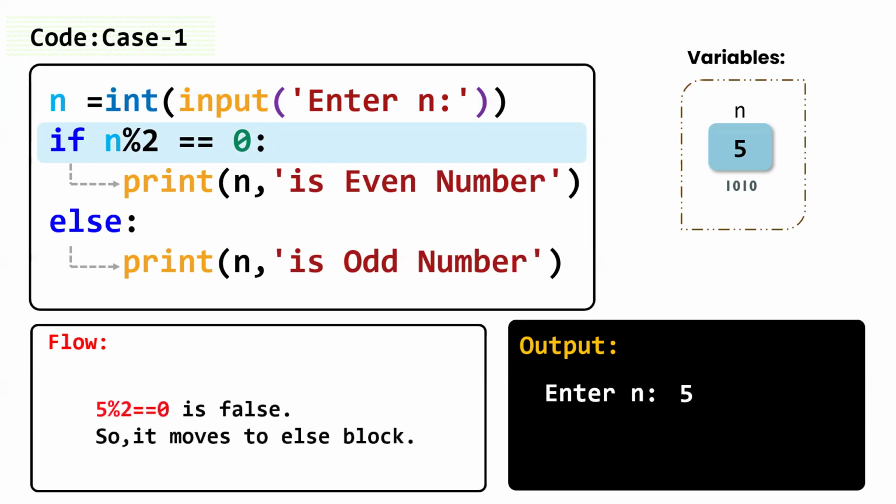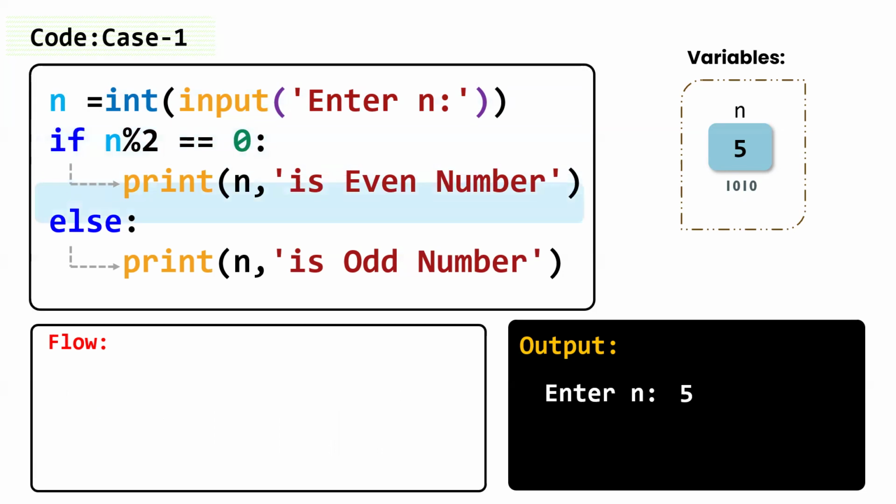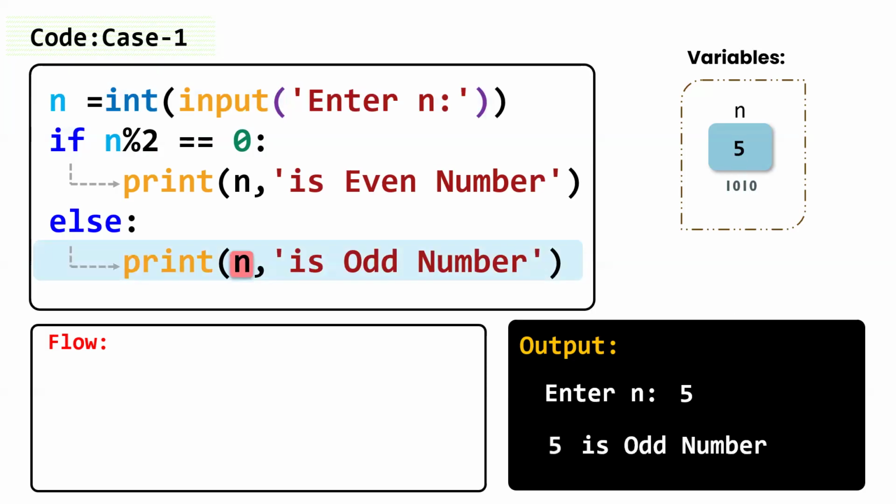So 5 modulus 2 is equal to 0. That is false. So which block will we execute, the if block or the else block? The condition is false, so we'll go ahead and execute the else block. So the odd number message will be displayed. The n value will be printed first, then comma, is odd number.